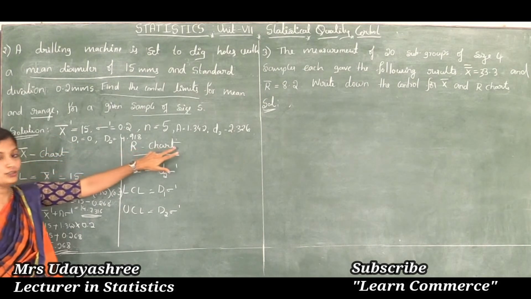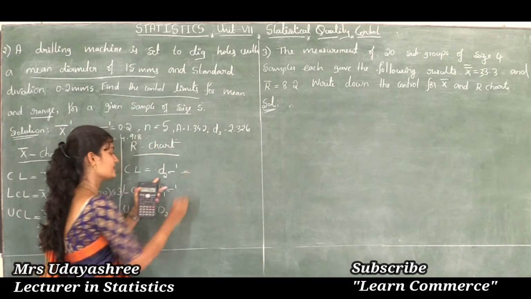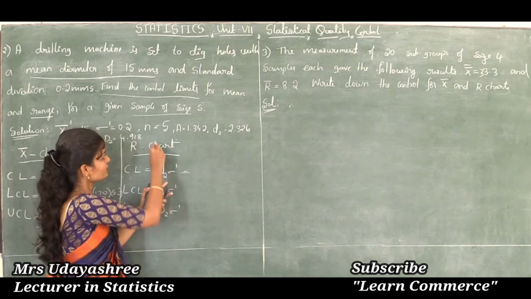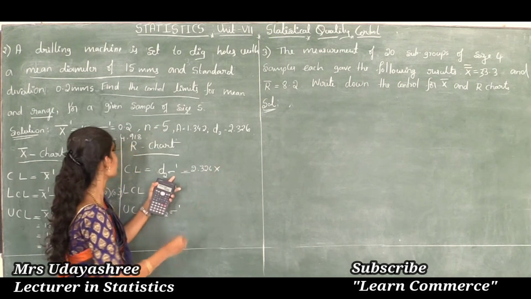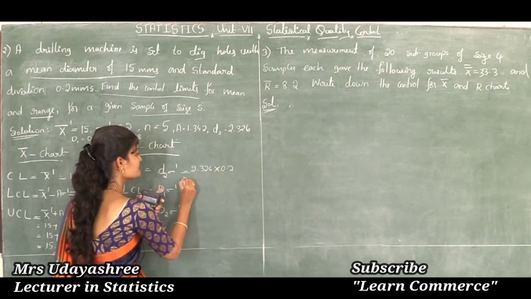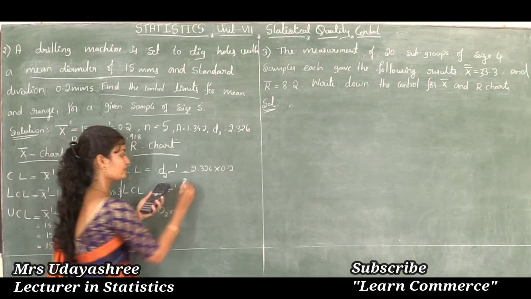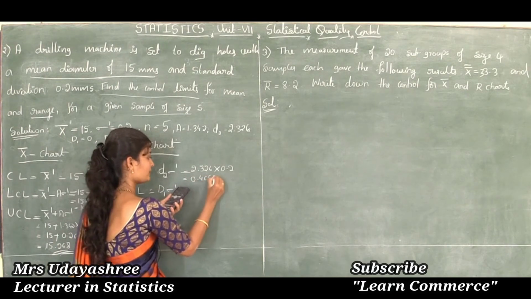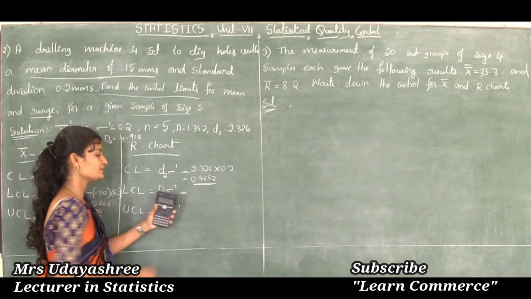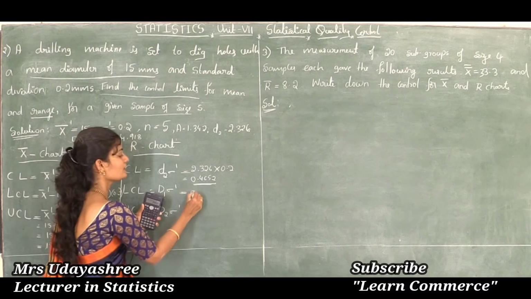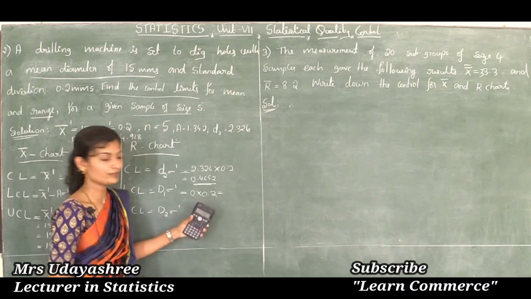And here in the standard unknown case, in our R chart, how to find the central limit? That is D2 into sigma dash. So D2 here is 2.326 into sigma dash. Sigma dash is 0.2, and this is equal to 2.326 into 0.2, that is 0.4652. Then to calculate the lower control limit, the formula is D1 into sigma dash. Here the D1 value is 0, so 0 into 0.2 is 0 only.